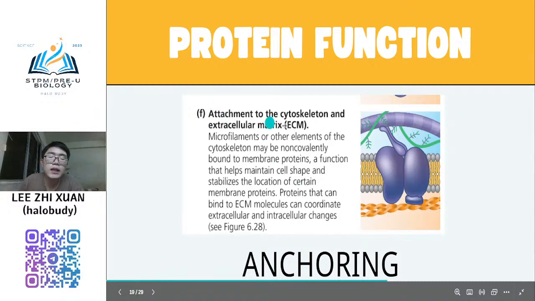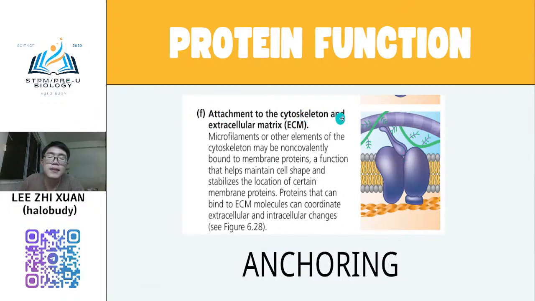Okay, another one is to act as the anchoring function. Anchoring function is that it will attach to the cytoskeleton and also the extracellular matrix. So the main purpose is to provide mechanical support to the cells. Microfilament is one type of the cytoskeleton, right? For the cytoskeleton we have microtubule, microfilament, and also intermediate filament. I hope that you still remember what we learned in chapter 2. This function is to maintain the cell shape and also stabilize the location of certain membrane protein.